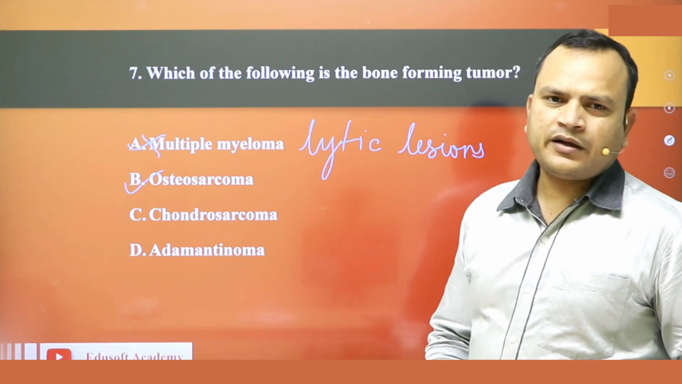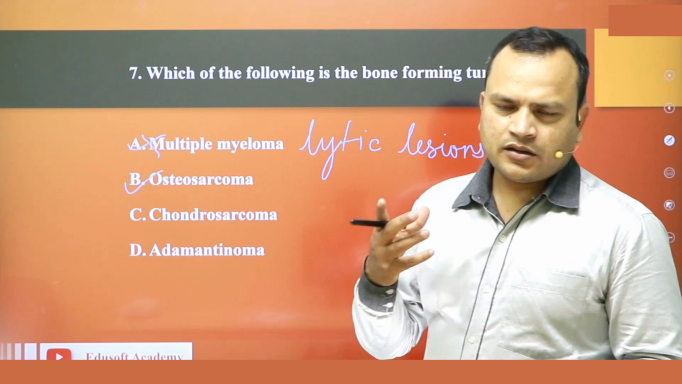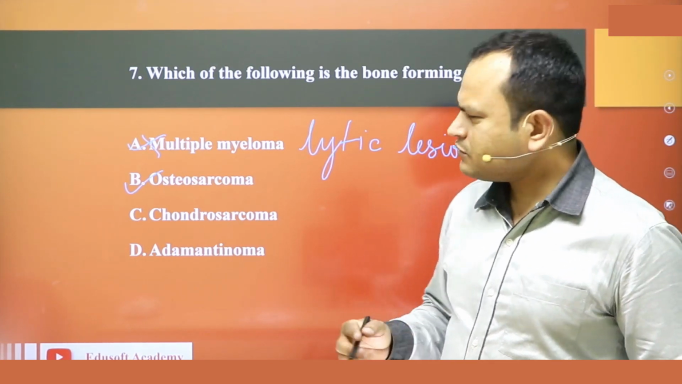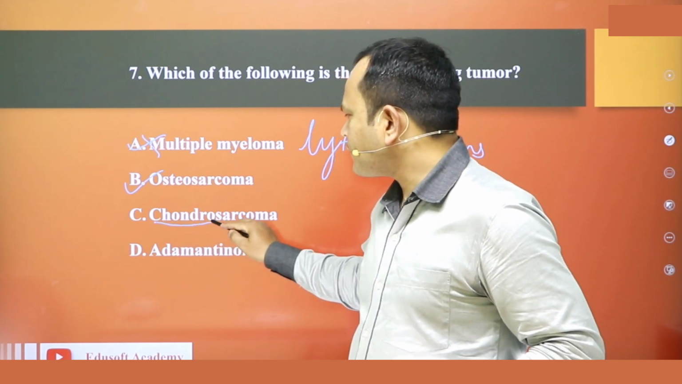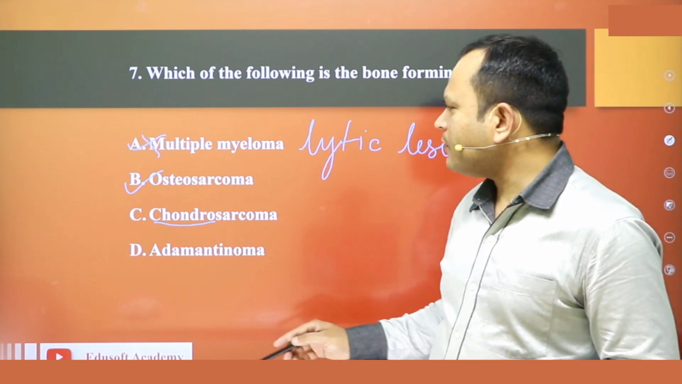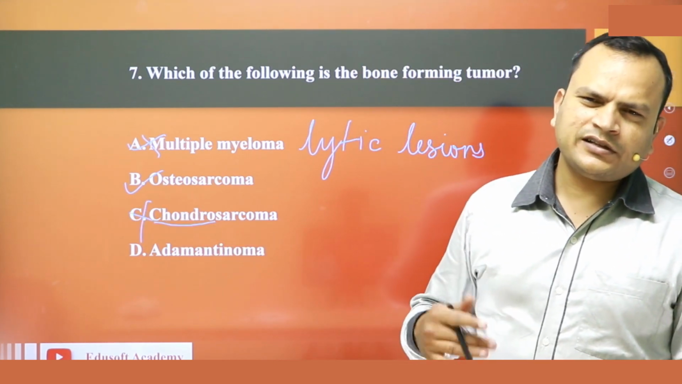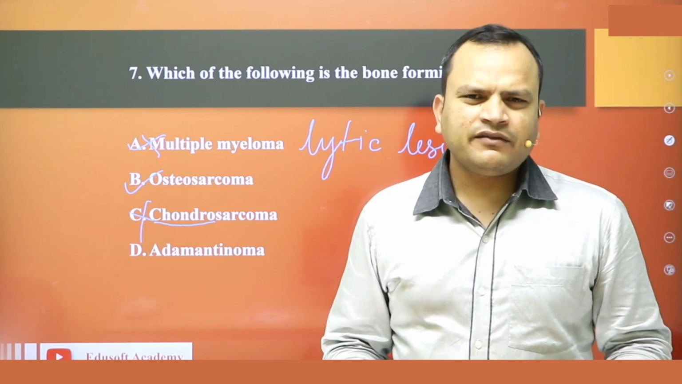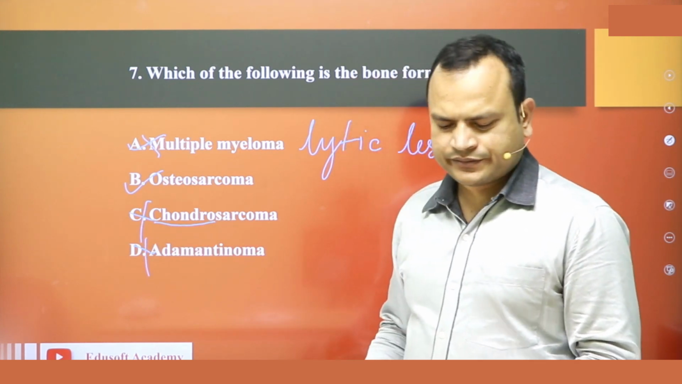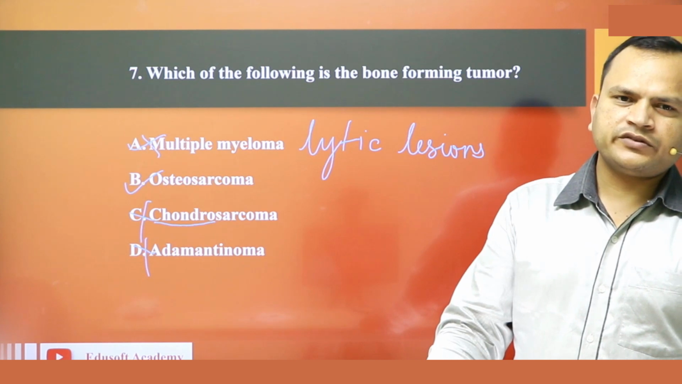Coming to chondrosarcoma, it mainly produces cartilaginous matter. They produce chondroblasts first, as the name suggests, chondro. So they usually form cartilage, and chondrosarcoma is not the right answer. And adamantinoma most commonly affects the mandible. Even they produce lytic lesions, so this is not the right answer. Osteosarcoma is the right answer for the bone forming tumors.